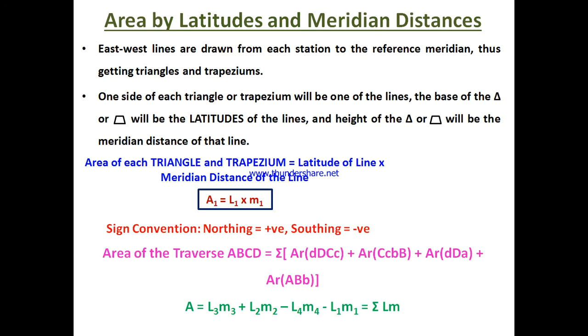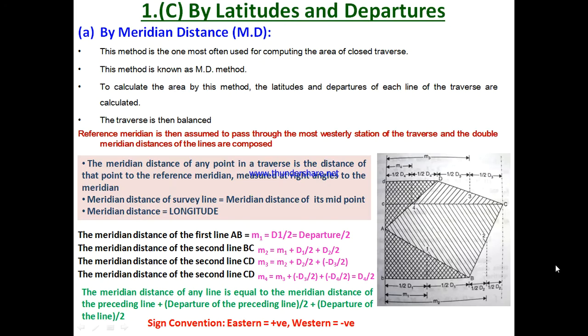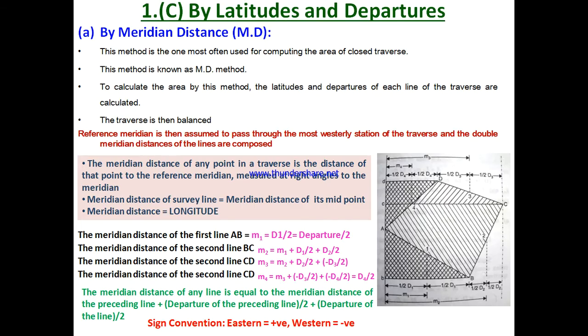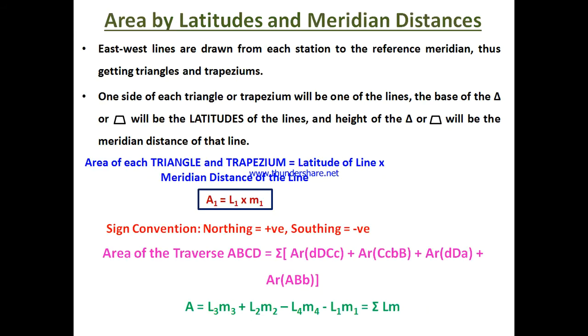For a similar reason, we will calculate all the areas in the same manner, and then we will determine the total area of the traverse by taking the algebraic sum. Hope you are clear with this concept, how to determine the area. So in this manner we can find out the area of the required traverse.